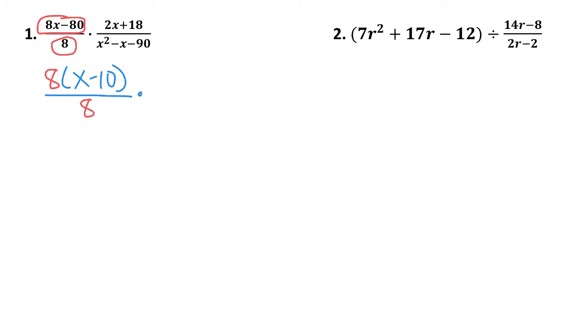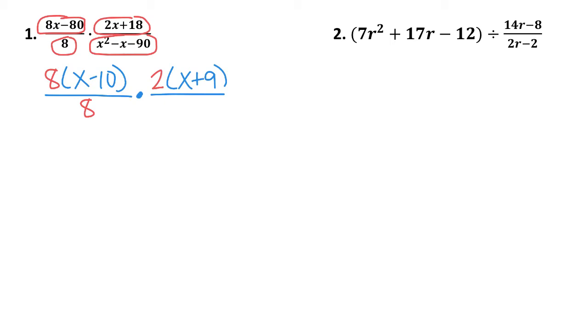Now I'm going to look at the second fraction, times, in this numerator in the second fraction, 2x plus 18. I can factor out a 2. Both those terms have a 2 in common. So I'm going to factor out a 2, and I have x plus 9 left. And then in this denominator, that's a quadratic.